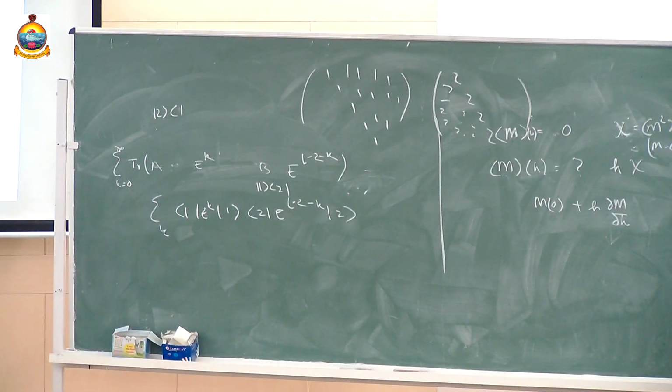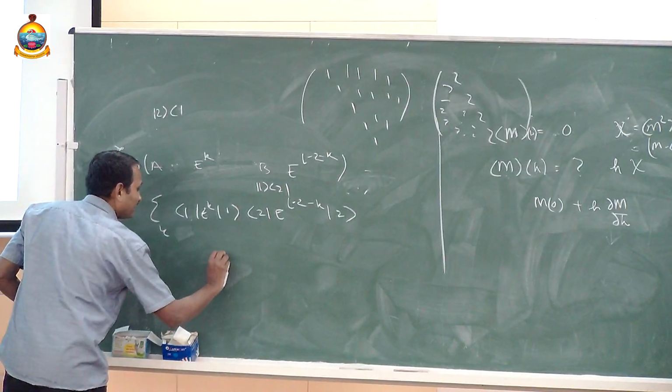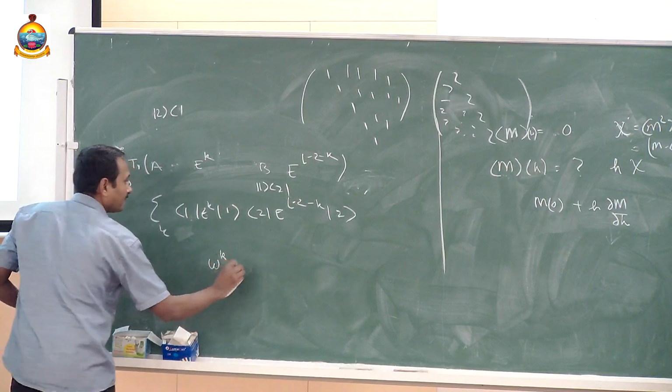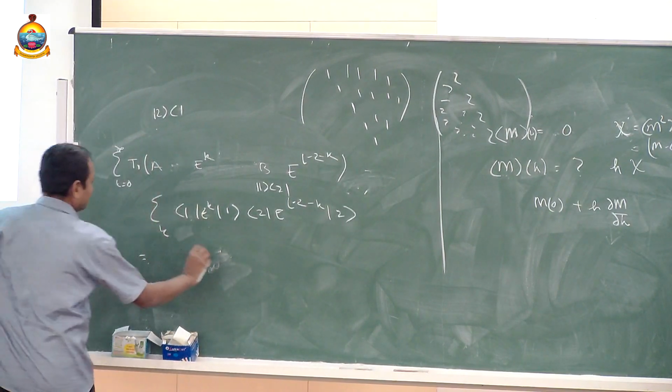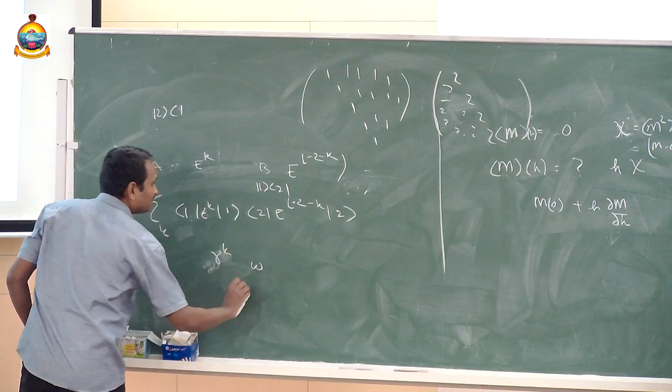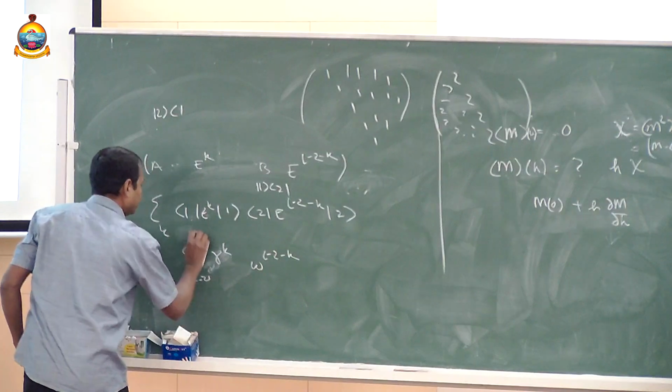And e to the power e is a diagonal matrix. So if you put e to the power k, that means this will be r to the power k. So this is, and e to the power l minus 2 minus k is just w to the power that. So this partition function is just summation over k, w to the power k, and here this is e, first one is r, so this is r to the power k, w to the power l minus 2 minus k, summation over k equal to 0 to infinity.